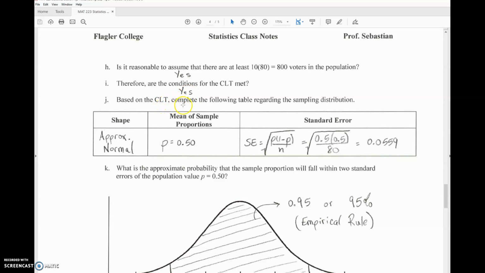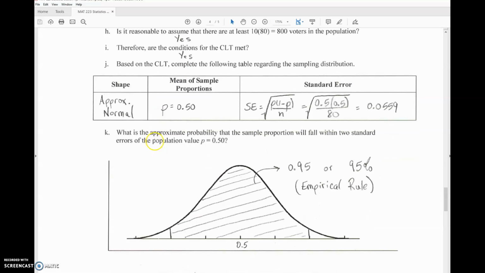Based on the central limit theorem, we can assume that the sampling distribution of p hat is normal with a mean of p, which is 0.5. p is the population proportion. And a standard error of this formula, which you'll need to use over and over again. Make sure you have this down. The standard error is the standard deviation, which is the square root of p times 1 minus p over n. So in this case, 0.5 times 1 minus 0.5, which is also 0.5, divided by 80, to get 0.0559.